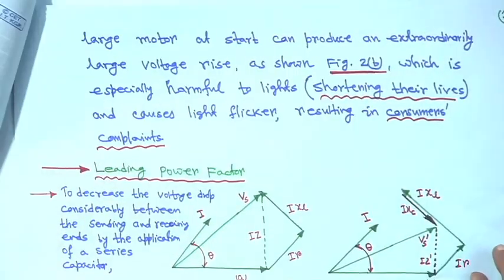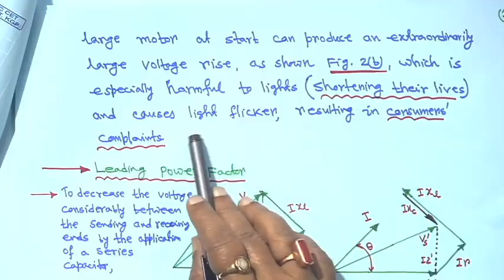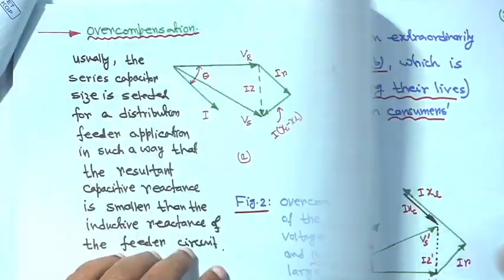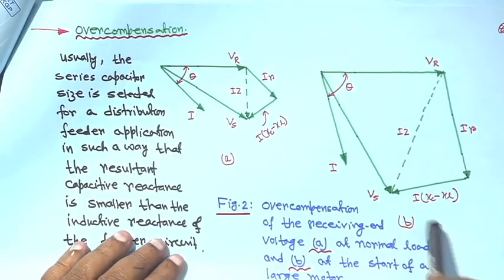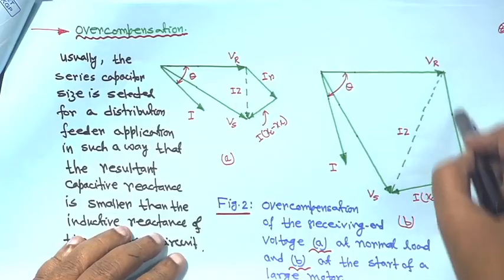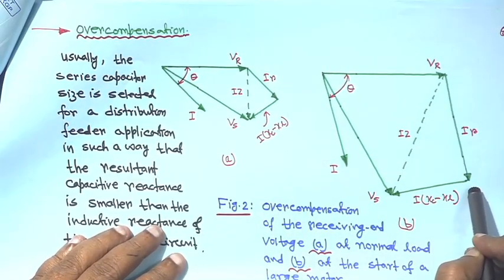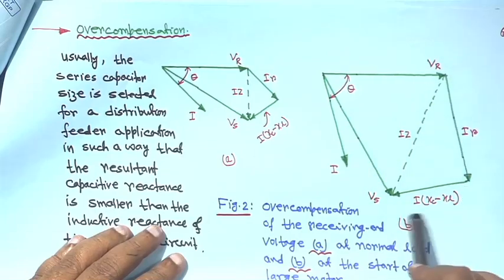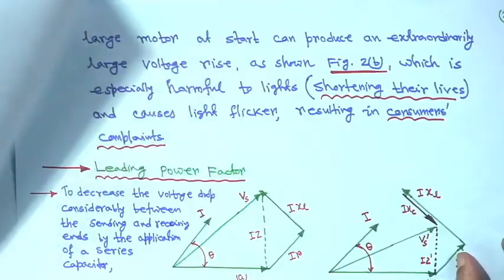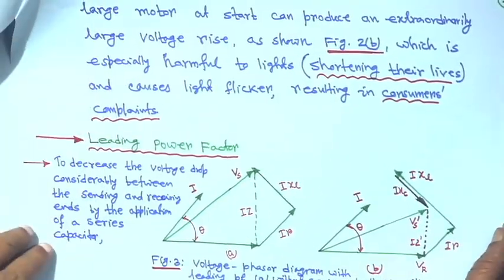So, in that case, which is especially harmful to the lights, shortening their lives and causing light flicker, resulting in consumer complaints. These are certain considerations you have to make, because of the large current, this IR voltage drop is higher, and the IXL minus XC will also be higher. So, one has to be very cautious about series capacitors. This is a certain drawback of the series capacitor.